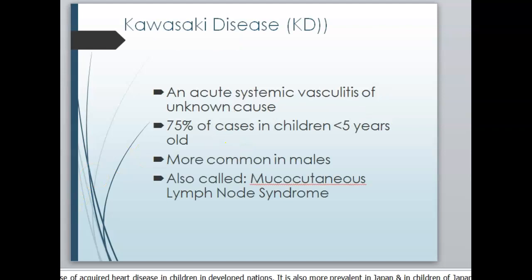The next disease we're going to be talking about is Kawasaki's disease. Kawasaki's disease is an acute systemic vasculitis of unknown cause. 75% of cases are in children less than 5 years old. It is more common in males. You will also hear it referred to as mucocutaneous lymph node syndrome. This is the leading cause of acquired heart disease in children in developed nations. It is also more prevalent in Japan and in children of Japanese descent, hence the name Kawasaki's disease.